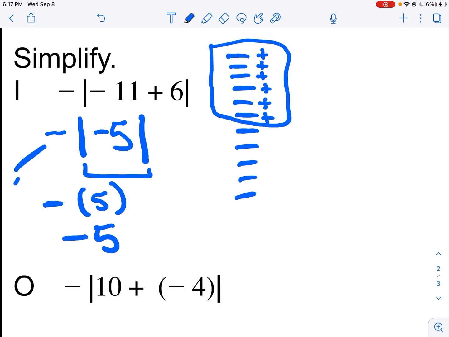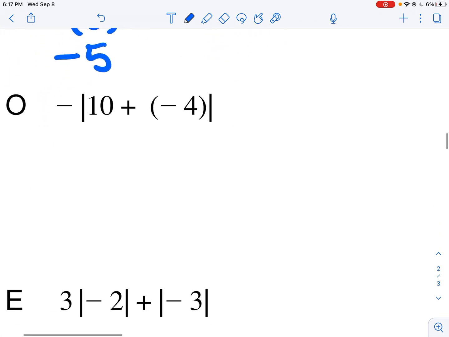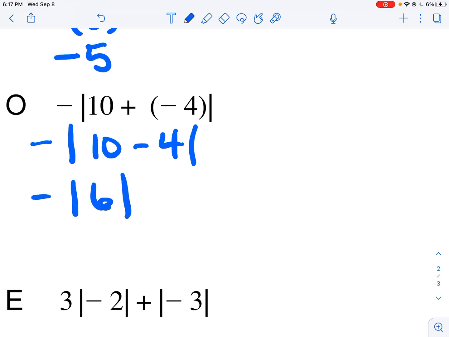Okay, this negative was on the outside, so we have to do that last. So I'm doing what's inside, 10 minus 4. If I take 10 and I subtract 4, I'm going to get a +6. The distance from 0 to 6 is 6. The opposite of a 6 is -6.